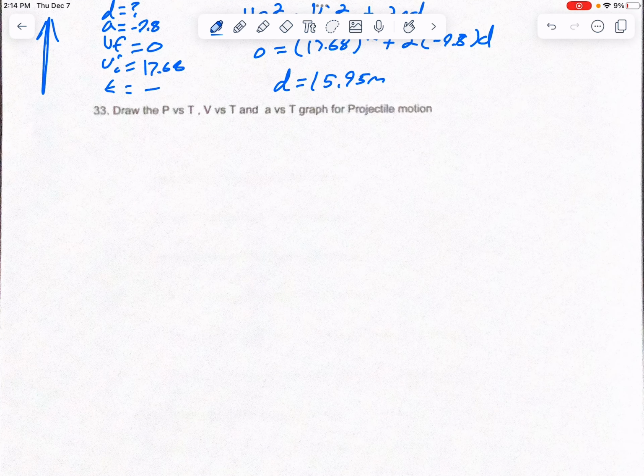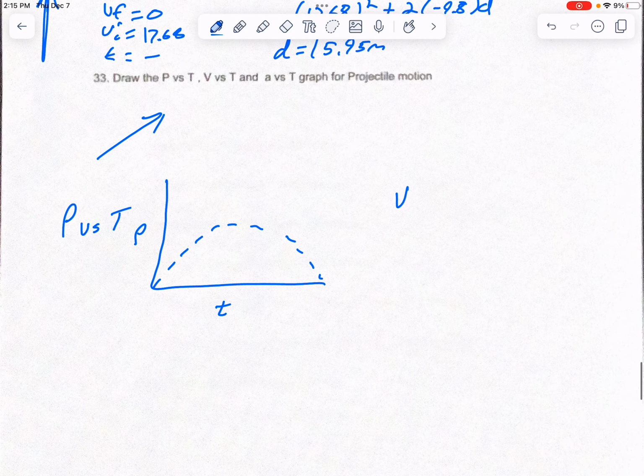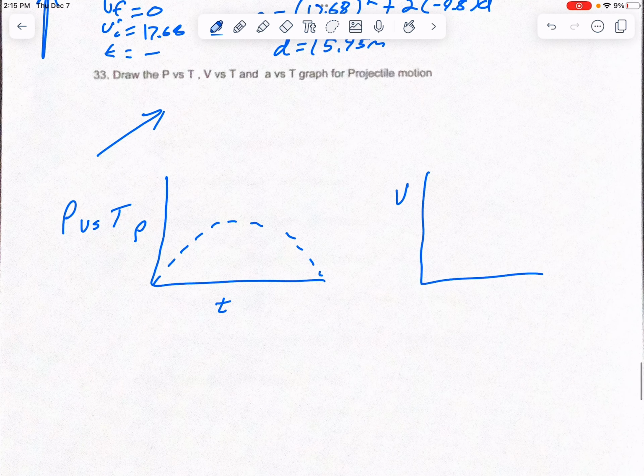So a P versus T graph. Okay, so we're going to have a position versus time. Okay, this is literally just what a projectile looks like. So the position versus time graph isn't very hard. It just looks like a projectile. Okay, now if you're doing a V versus T graph, you have a positive velocity and you have a negative velocity. Probably should have brought that down a little further. Okay, so we'll kind of clean this up a little bit.